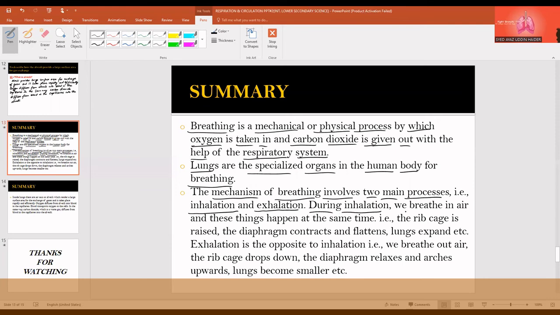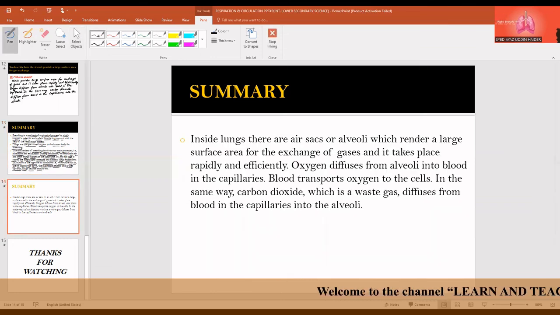During inhalation, we breathe in air, and these physical processes happen at the same time. That is, the rib cage is raised, the diaphragm contracts and flattens, lungs expand, etc. Exhalation is the opposite to inhalation. That is, we breathe out air, the rib cage drops down, the diaphragm relaxes and arches upwards, means move up. Lungs become smaller, etc.